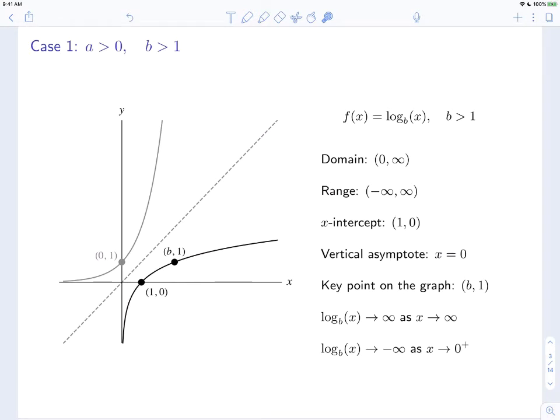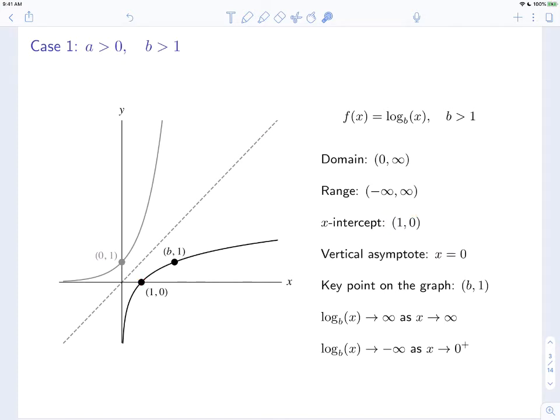Most of the properties of the logarithm we can observe based on these graphs, knowing what we know about the exponential function. For example, the domain of the logarithmic function is the set of all positive numbers. That's because that is the range of the exponential function. Similarly, the range of the logarithmic function is the set of all real numbers, because that's the domain of the exponential. The x-intercept is the point 1, 0.